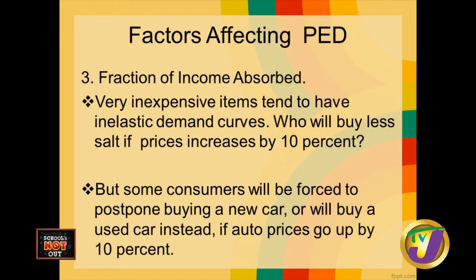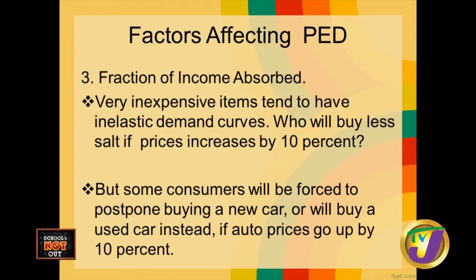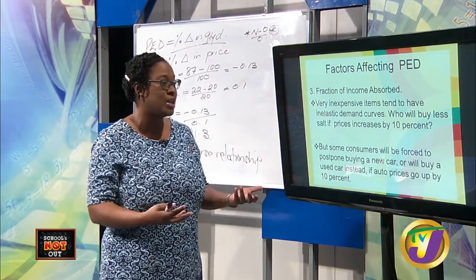All right, now let us look at this third factor. It speaks of the fraction of income absorbed. So you find that very inexpensive items tend to be inelastic in their demand. And that sounds weird, but look at it. Who is going to buy less salt if the price of salt goes up by 10%? As consumers, we really don't check the price of salt, we just pick up a pack of salt and we are good to go, right? Because salt is not that expensive in comparison to the other items on your grocery list or your budget.